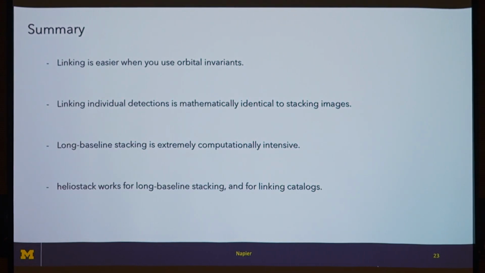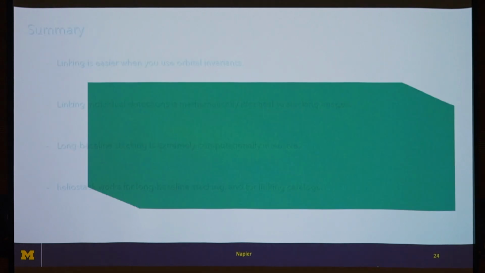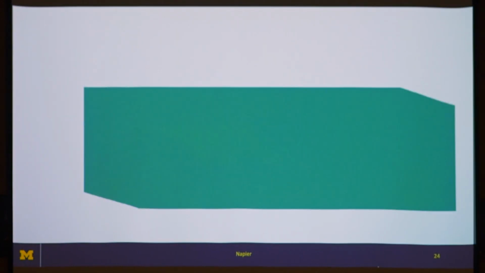So the summary: linking is easier when you use an orbital invariance frame of mind to do it, right? Math is just easier that way. Linking the individual detections is mathematically identical to stacking. Long baseline stacking is very computationally intensive, even though it's possible. And HelioStack works, both for stacking and for linking catalogs. And we can link mixed catalogs where we have individual detections and streaks, because you just assert a proper set of orbital invariants. So, yeah, that's it. And I'll take questions.